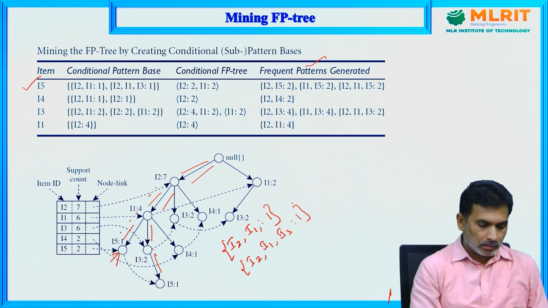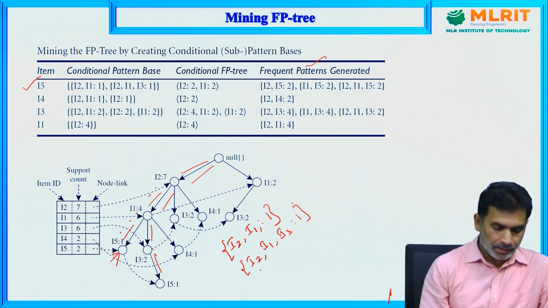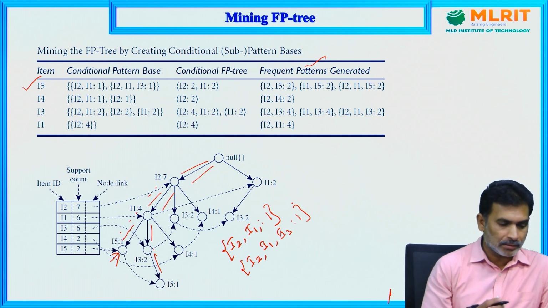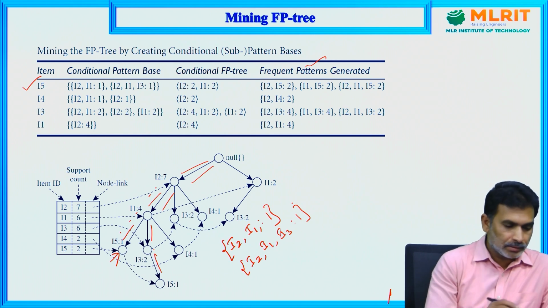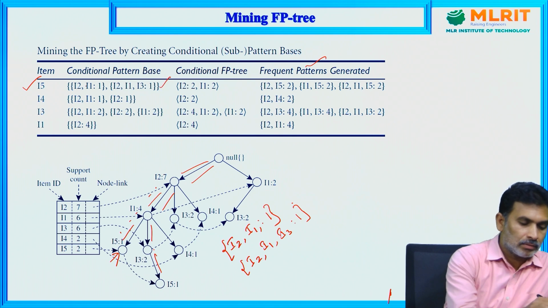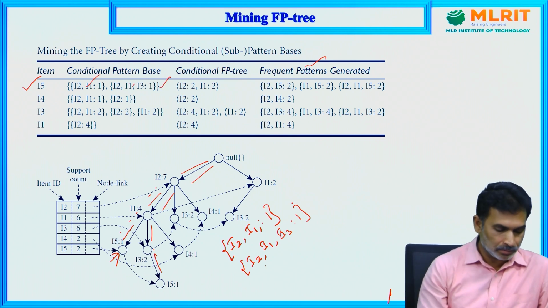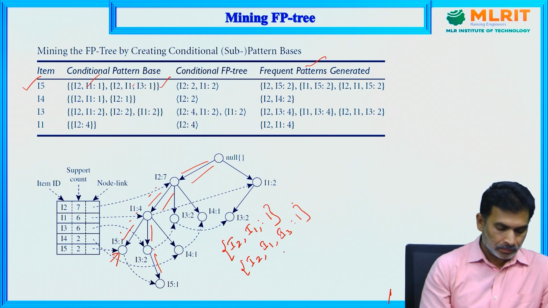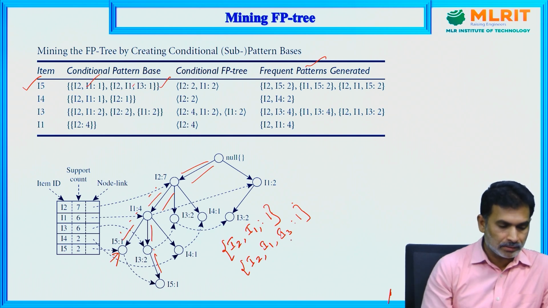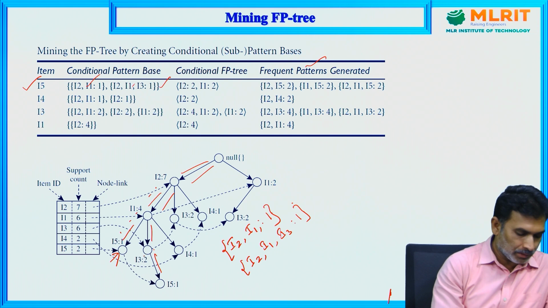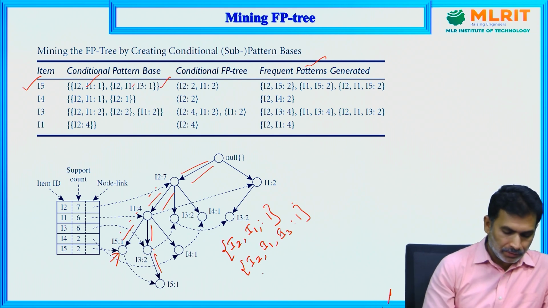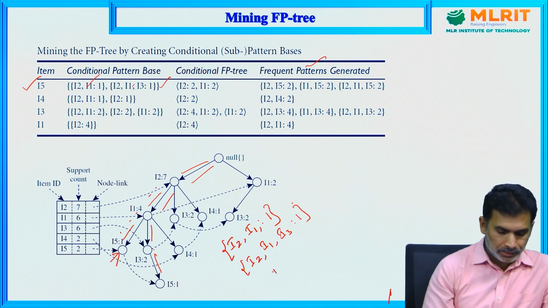Now we have to find the conditional FP tree, which we can construct from the conditional pattern base. These are the conditional pattern bases of item I5, as you can observe from this table. Now we have to exclude I3 because its support is equal to 1. So the conditional FP tree would contain I2: 2, I1: 2.